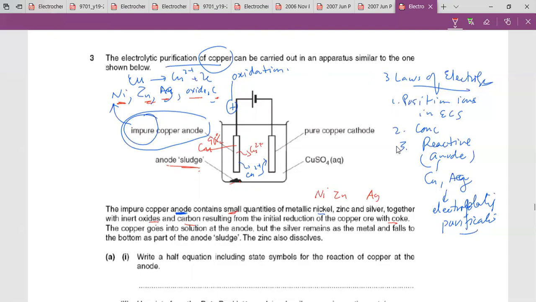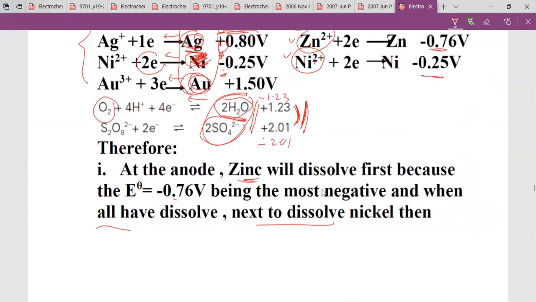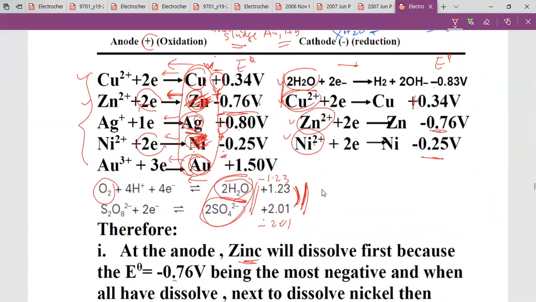Remember, the E naught is the most negative, isn't it? But reversely, it's the most positive, isn't it? It's the least negative. Sorry. I better repeat again. To go backwards, you can say copper is the most positive. Sorry, I mean for here. All right, copper is the most positive.